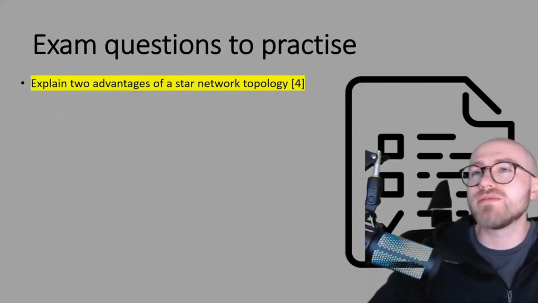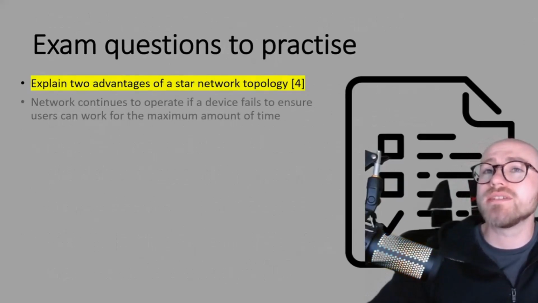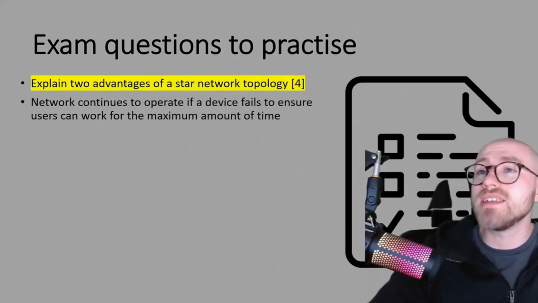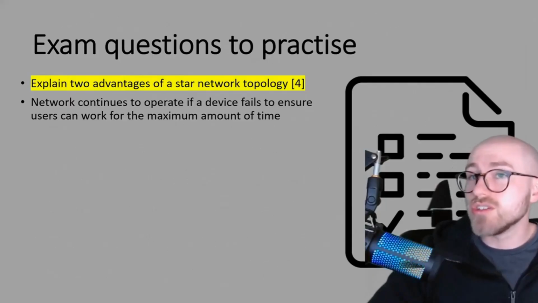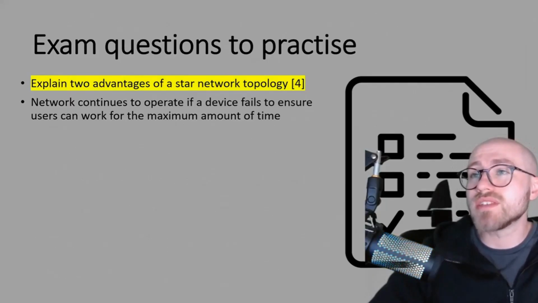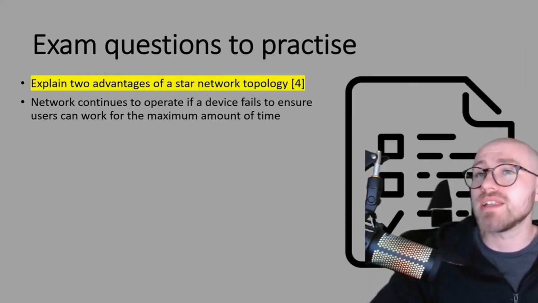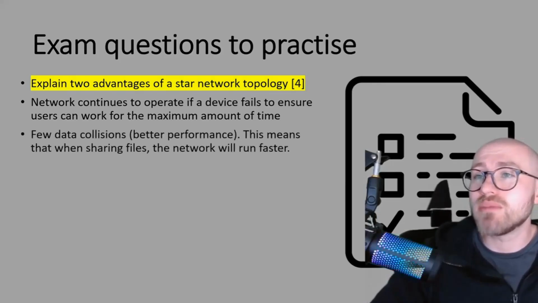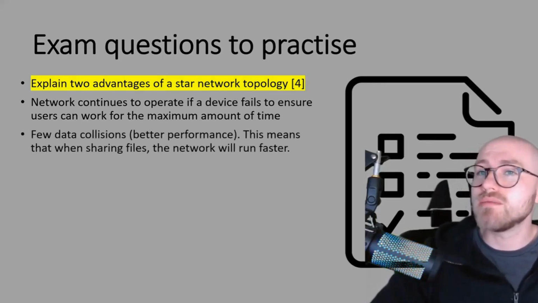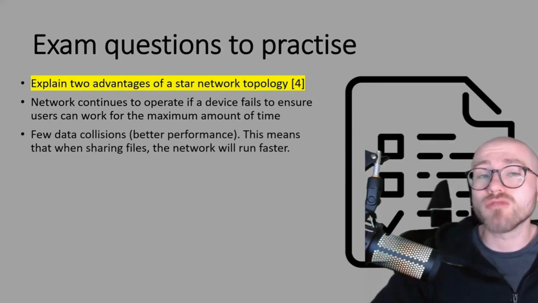So, explain 2 advantages of a star network topology. So, network continues to operate if a device fails. That will get you your first mark. To ensure users can work for the maximum amount of time. That will get your second mark because you're explaining why that is an advantage. Few data collisions, so better performance. That's your next mark. This means that when sharing files, the network will run faster.